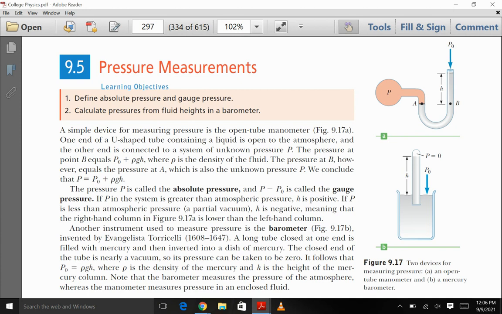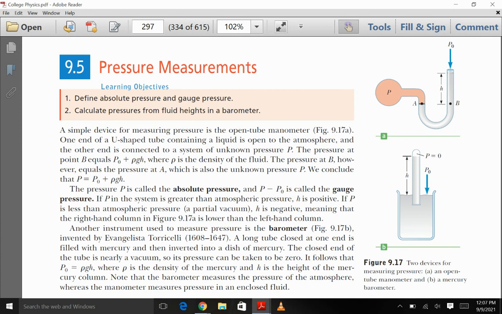Great. Now, if we calculate the pressure at B, which is atmospheric pressure plus ρgh, or density times g times height, what we are going to get is the absolute pressure, isn't it? So when we get pressure equals P0, or atmospheric pressure, plus that pressure change, the density times gravity times height, when you get that value, it's going to be your absolute pressure.